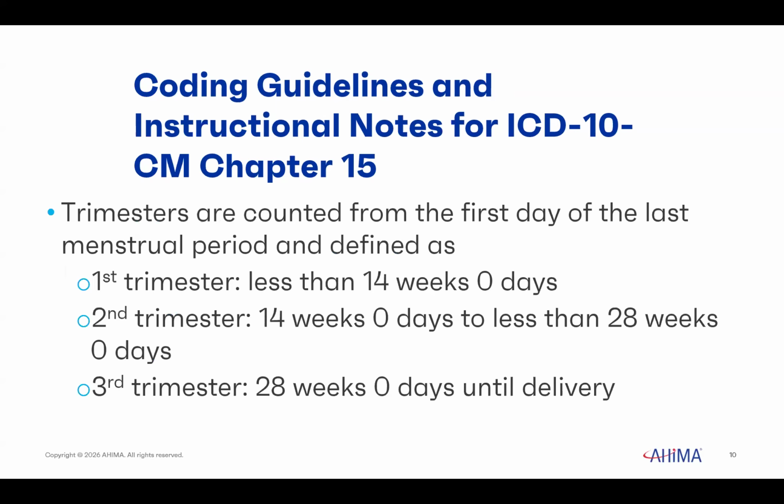And again, trimesters are counted from the first day of the last menstrual period, and their definitions are as follows. First trimester, anything less than 14 weeks and 0 days. Second trimester is anything from 14 weeks, 0 days to less than 28 weeks and 0 days. And the third trimester is 28 weeks until delivery.